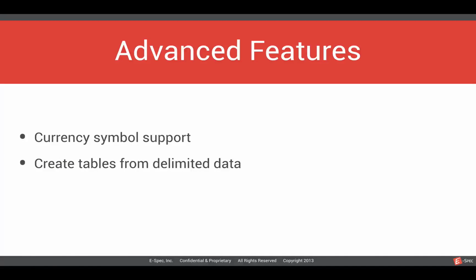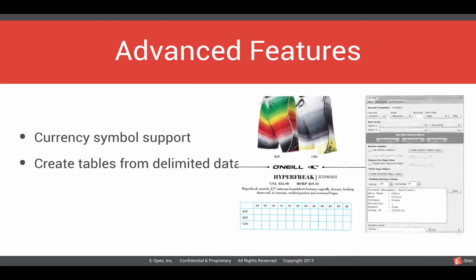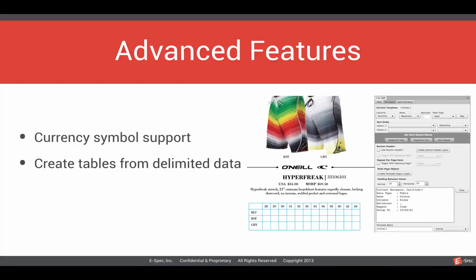Another popular one is the ability to create tables using delimited data. So in our database, in this example, we have a collection of sizes that use a comma as a separated value. And then another field where we have a list of colors using a comma as a separator. And we've designated that we want to create a data type of table using the sizes as our column headers and colors as our row headers. So it would read that data and generate this size color chart for us.